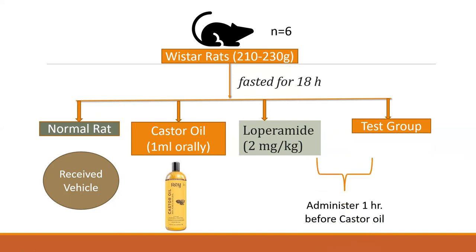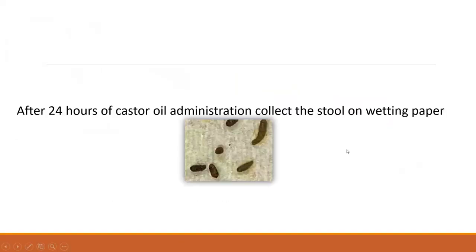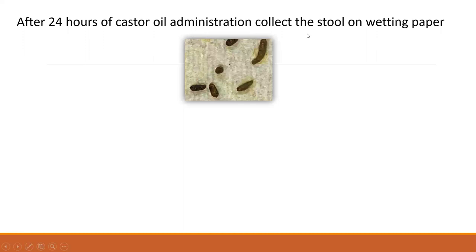Care should be taken that both the test and standard drugs are administered 1 hour before the administration of castor oil. After castor oil administration, the stool should be collected on wetting paper. This type of paper you have to put into the cages, and before putting the paper, you have to take its weight. After the process, you again note down the weight of the paper. The weight of the paper before and after defecation is noted, which helps in calculating the results.